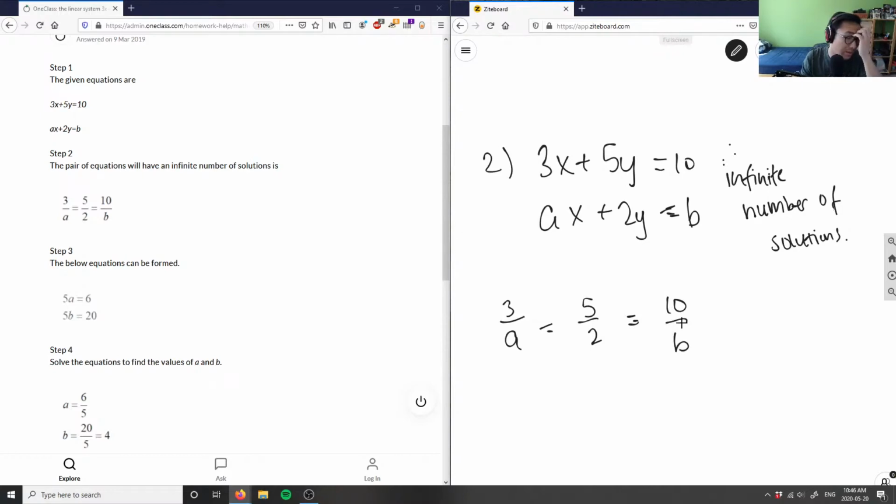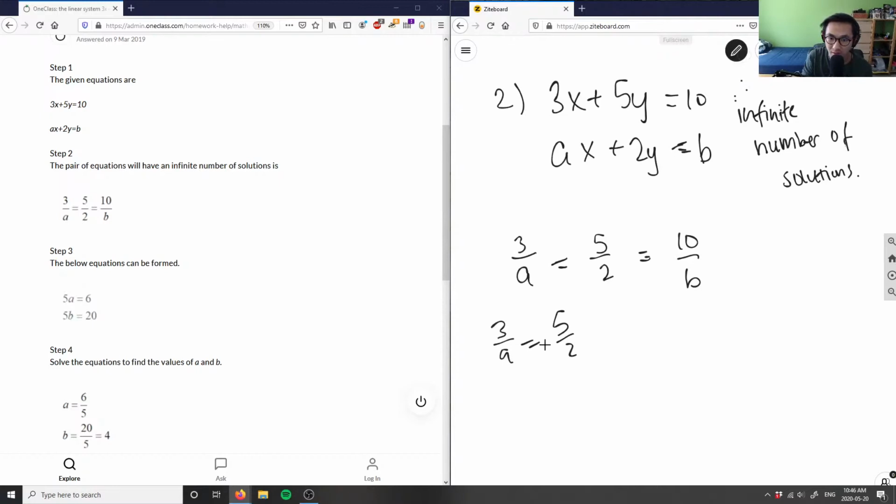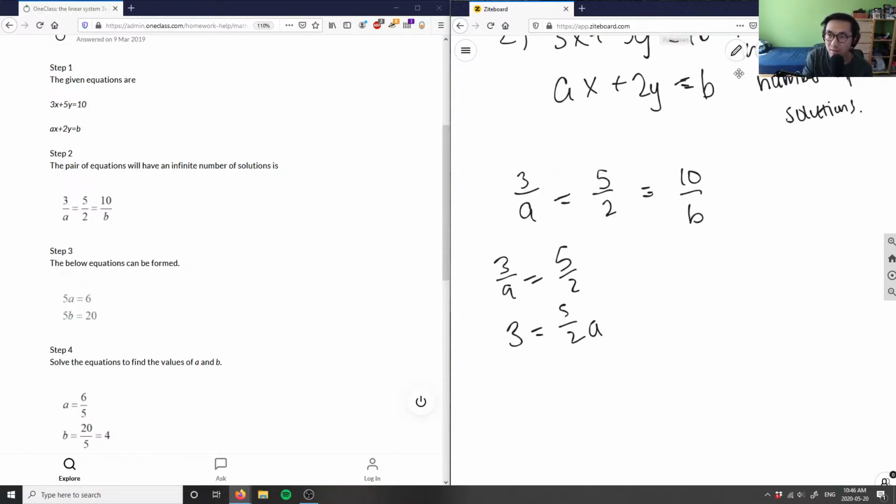And what we can do now is create some type of equation here. So I'm going to use these first two parts here. So I have 3 over a equals 5 over 2, and if I wanted to isolate for a, I'm going to multiply by a on both sides. So I get 3 equals 5 over 2 times a, which means that a is going to equal 3 times 2 over 5. So a is going to equal 3 times 2, which is 6, over 5. So a here is equal to 6 over 5.